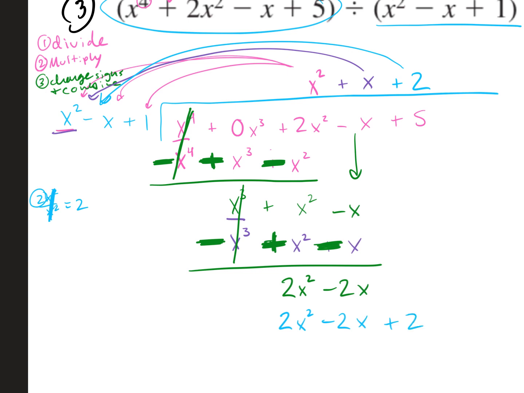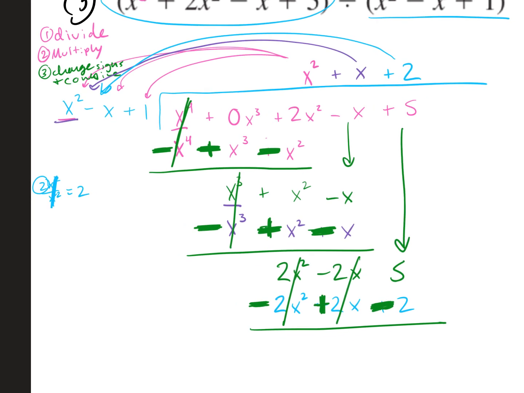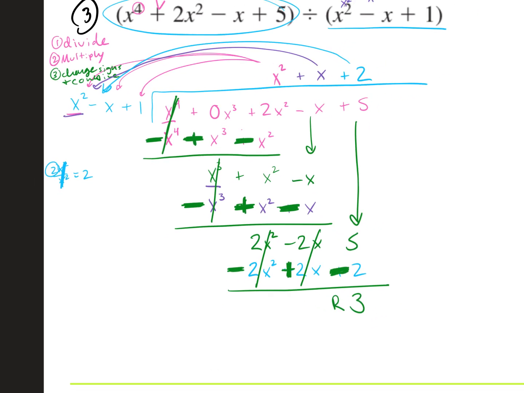Step 3 is change the signs and combine. So this becomes a negative 2x squared, positive 2x, and negative 2. 2x squareds cancel. Negative 2x plus 2x would just be 0, so that cancels out too. And then I need to combine the 5 minus 2, which would be 3. Now I can't take away any more x's from 3, so that would be our remainder.